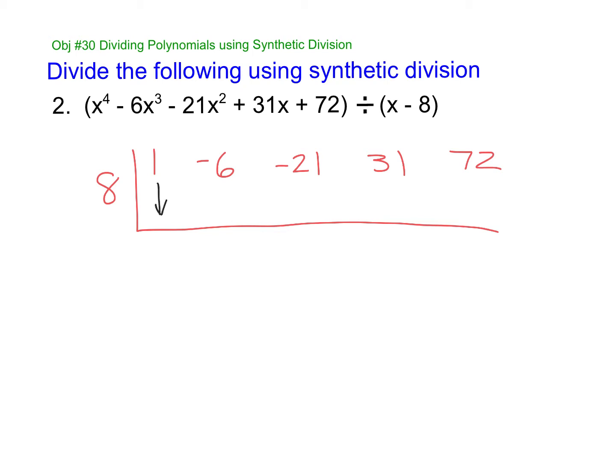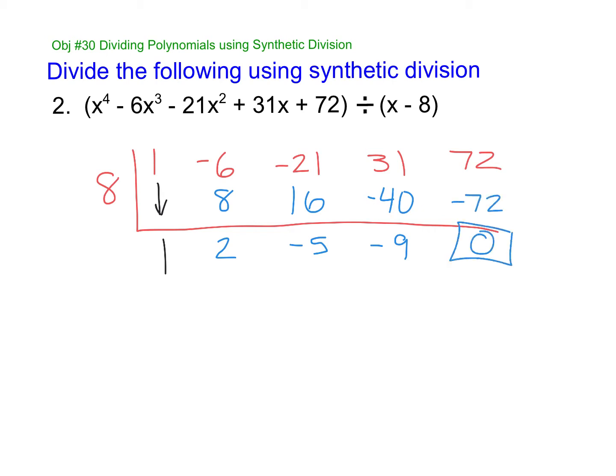We always start by bringing our leading term down, so 1. 8 times 1 is 8. We are not changing the sign, we're just combining down. 2. 2 times 8 is 16. Combine down, it gives us a negative 5. 8 times negative 5 is negative 40. That gives us a negative 9. 8 times negative 9 is negative 72. That gives us a 0. And remember, that's our remainder. So this one has no remainder.